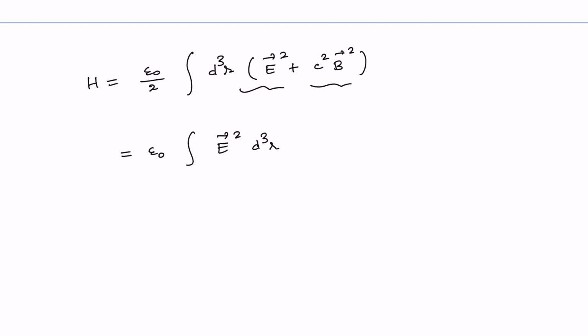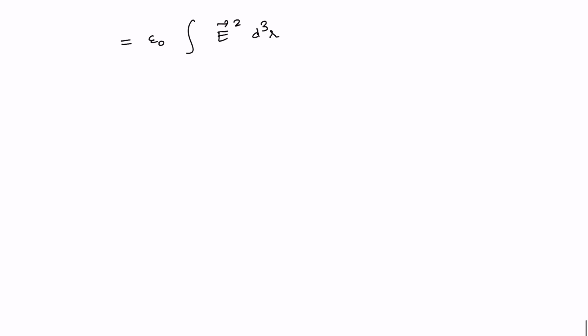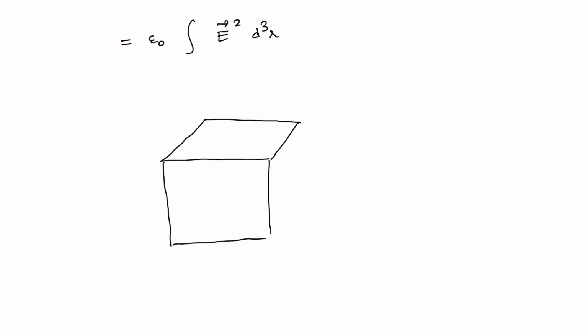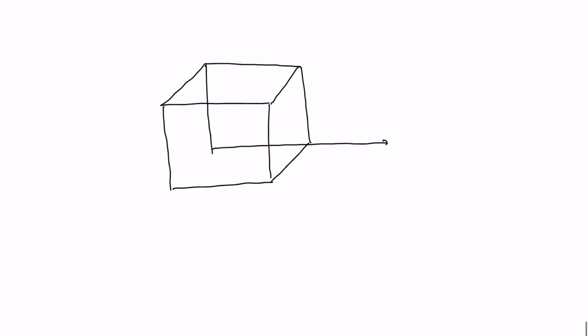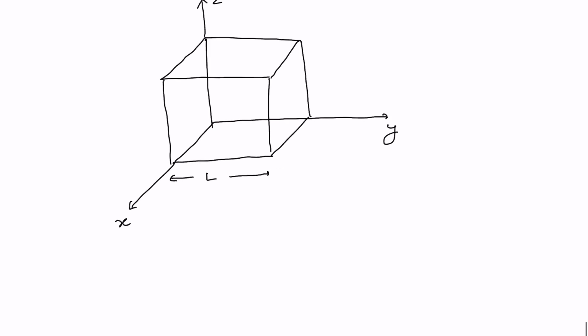Now to evaluate this integral, let us consider a volume element in free space, and for that let me consider a cubical box, where each side of this cube has equal length, and say the length is, let me just draw it first, say each length is equal to L. Say this is my x-axis, this is my y-axis, and this is my z-axis. Now volume is obviously equal to L cube.